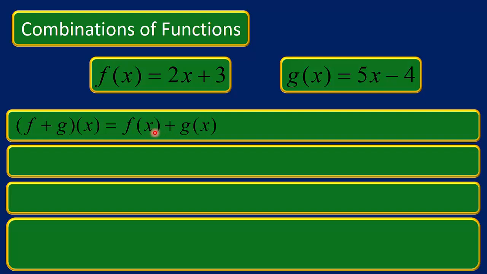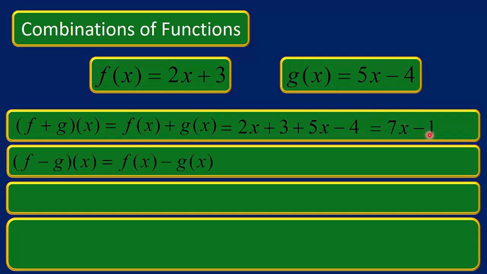So if you see two functions, f of x, g of x, and you see this f plus g of x, what that means is take the f of x right here and put it together with the g of x. And of course, we could just add like terms. See, 5x and 2x, that's 7x. 3 minus 4 is negative 1.